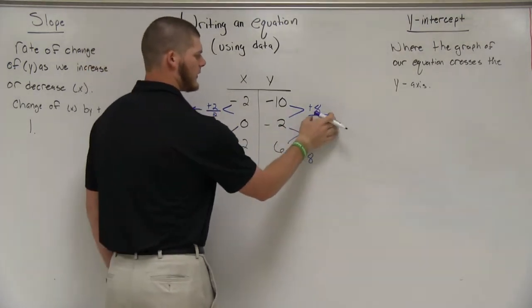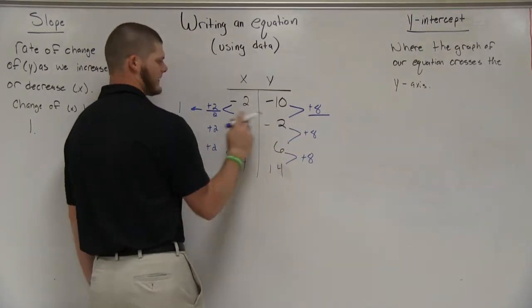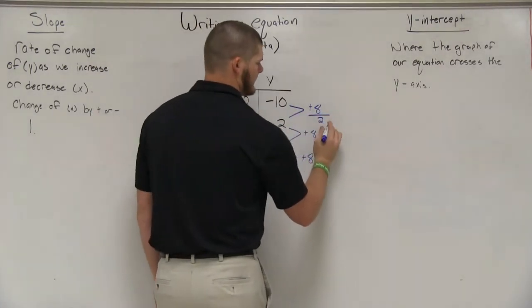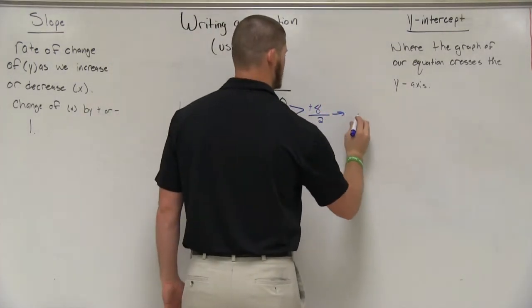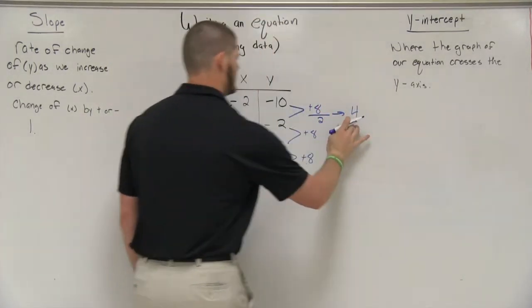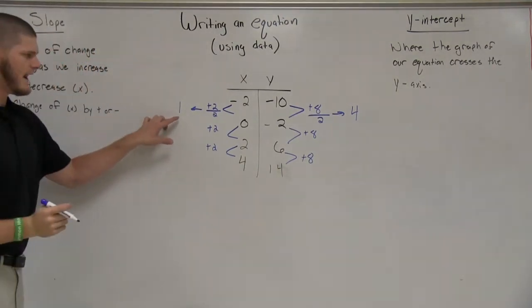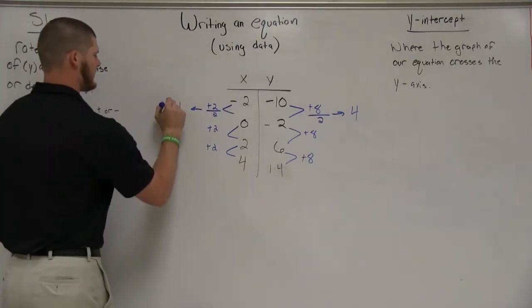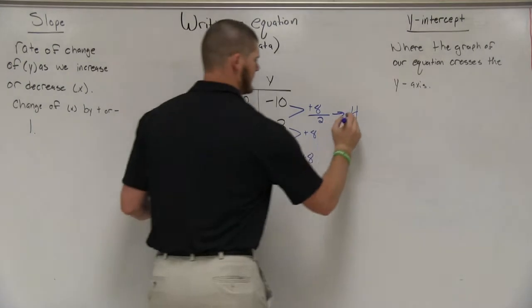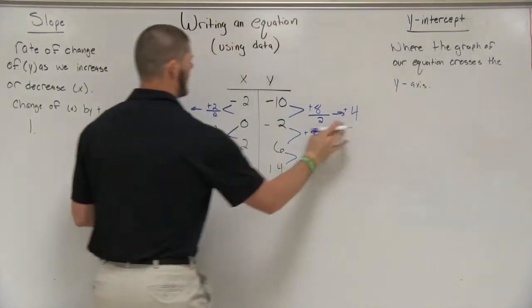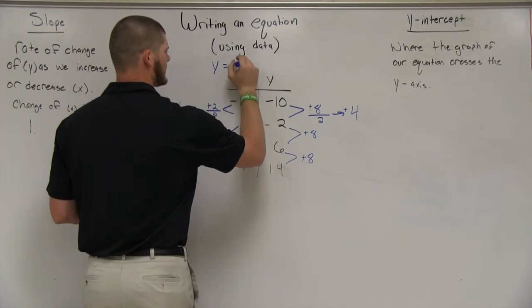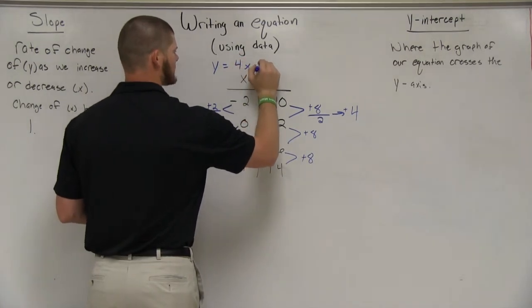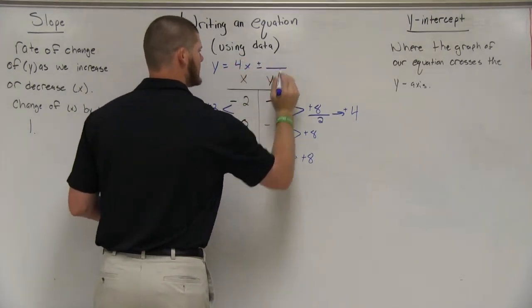And if we know that they're going up the same amount every single time, dividing our change in y by 2 should also give me my change in x by 1. So I know now that for every plus 1 on my x, I have plus 4 on my y. So let's go ahead and write this in our equation. y equals 4x plus or minus something.